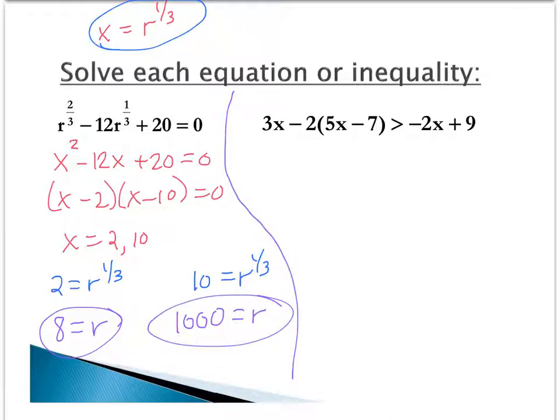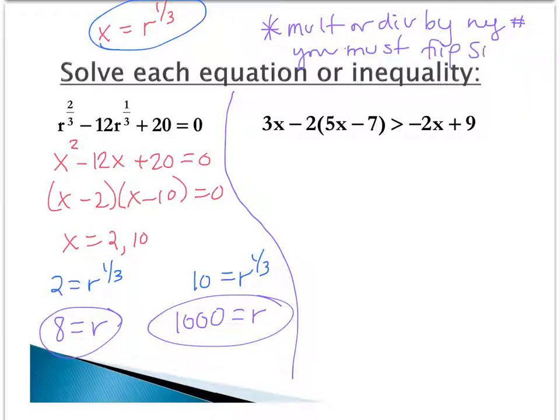The problem on the right is an inequality. When we are solving inequalities, you solve these just like equations. The only thing we need to remember is if you multiply or divide both sides by a negative number, you must flip your inequality sign. Pause the video and solve this problem.